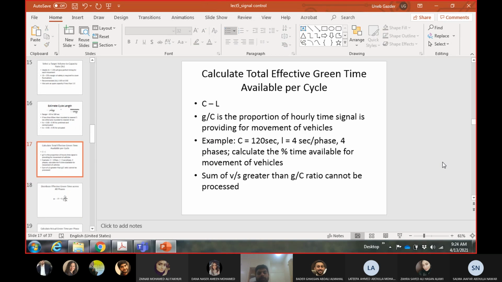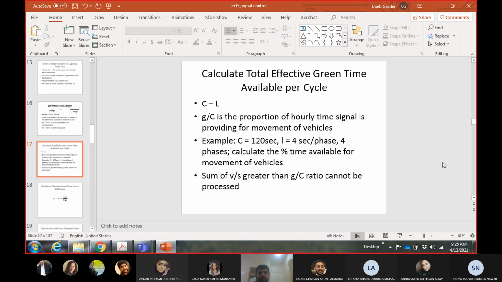Then you calculate the total effective green time. You have the cycle length, you subtract the lost time, and then you can calculate the G by C ratio. So what is G by C ratio? Small g is effective green, C is cycle length. So G by C ratio is the proportion of hourly time when the signal is providing movement of vehicles.